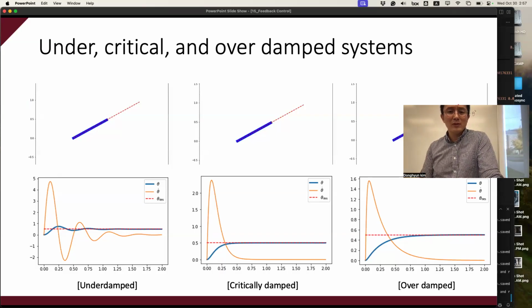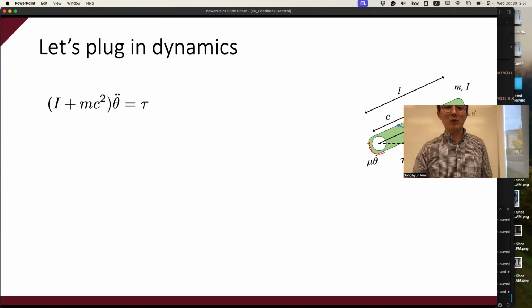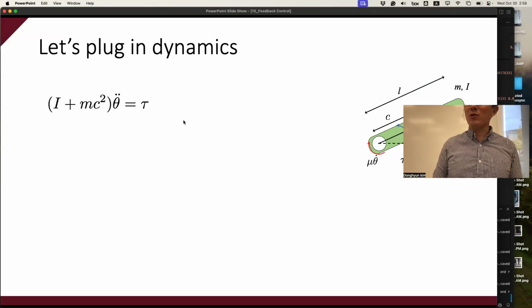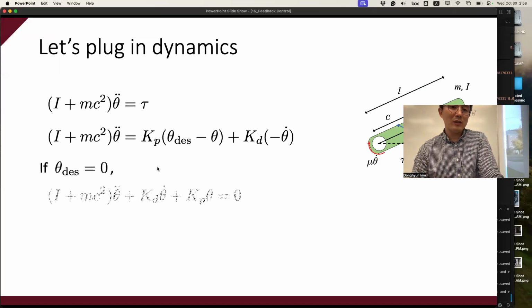So how can we find the critical damping? I mean, there is a way to find it. But before we talk about it, let's plug this into the dynamics. So this is the system dynamic equation, right? The homework 6. We have an inertia, we have a mass, and the center of mass position is up by c from the joint position. And the inertia should be I plus mc squared times acceleration is torque, right? And here we can plug in that equation we just defined for the torque. So far so good. And then moving everything to the left gives us this equation.